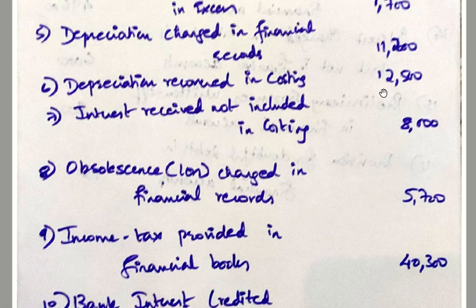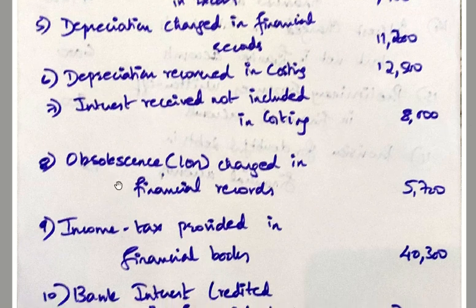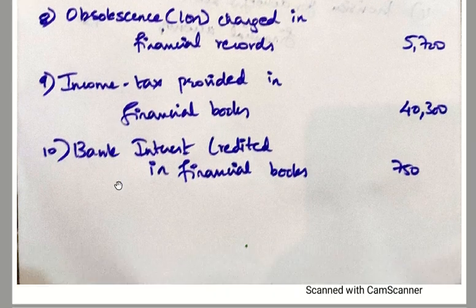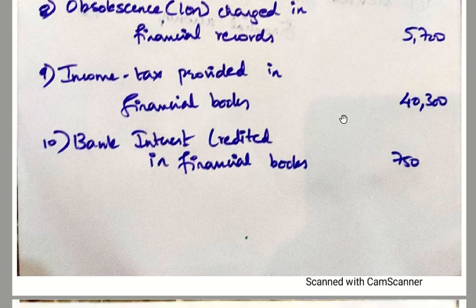Depreciation charged in financial records and depreciation recovered in costing. So if you see the costing accounts, depreciation are more than the financial accounts. As per the format, we are supposed to add it, but here we will minus it. Interest received but not included in costing, so interest received is an income. As per the format, we will add it, but here we will minus it in this question. Obsolescence loss charged in financial records. So as per the format, we will minus it, but in this question, we will add it. Income tax provided, as per the format, we will minus it. Here it's inverse, so we will add it.